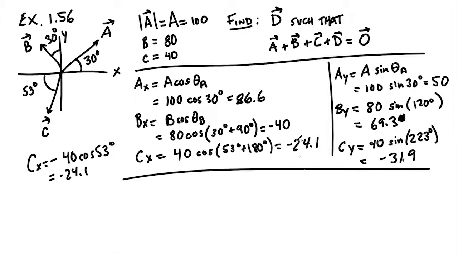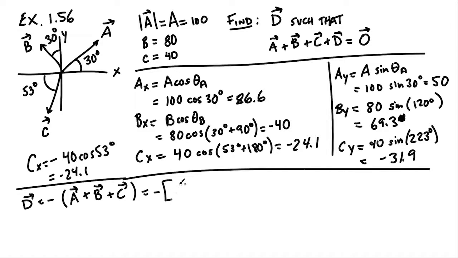Okay, so all that is done. Now we can go back to our original equation. If I say A plus B plus C plus D equals 0 as a vector equation, I can now solve that for the vector D. So I can say that the vector D is going to be equal to negative the quantity of A plus B plus C, all vectors. So that's going to be negative. And now I'm going to break this out into components. So I will say that's negative A sub x, and I'm going to use the unit vectors here.